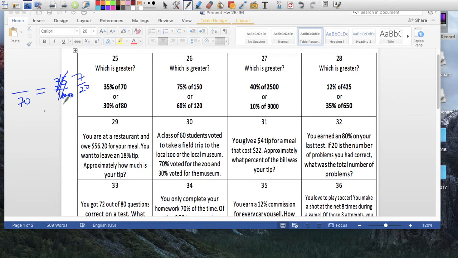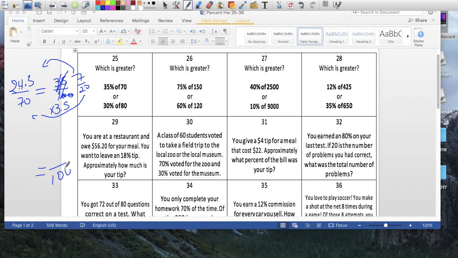So is there a relationship between 20 and 70? Is there anything times 20 that gives you 70? If you have a calculator, you could definitely find one. 70 divided by 20 is going to be 3.5. So going this way, times 3.5, and on top it's going to be times 3.5 as well, and that's going to give us 24.5. So 24.5 is 35% of 70.